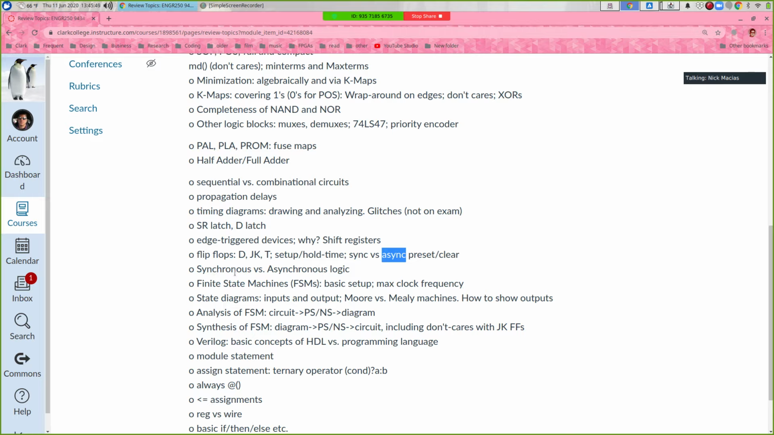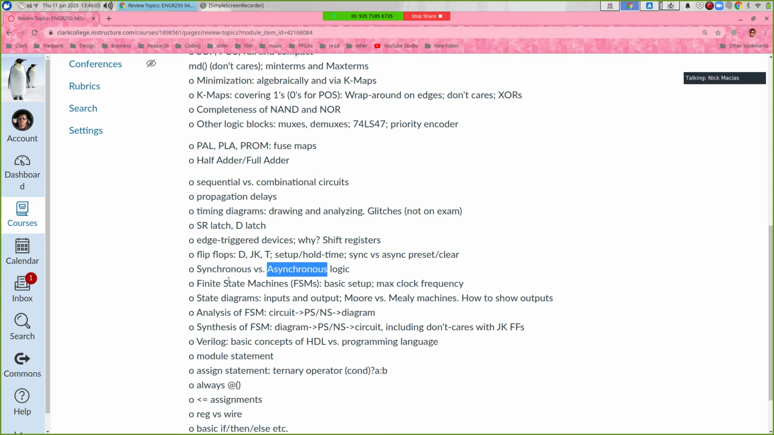Because I won't give it to you on the test, so write that down. Most everything we've designed has been synchronous. We can also do asynchronous logic where we don't have a clock. It's a lot harder.